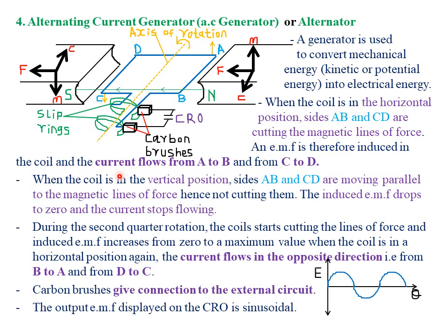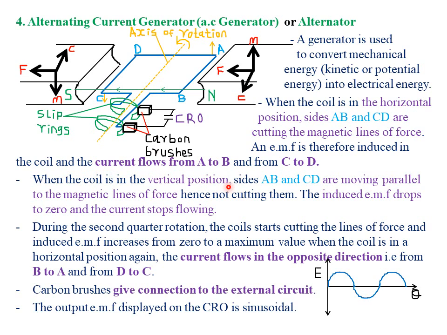Then when the coil is in the vertical position, that simply means that the side CD will be up, then the side AB will be downward. So when that happens, your coil, or the sides AB and DC, are parallel to the direction of motion of the magnetic field lines. Then we said that whenever the conductor is parallel to the magnetic field lines, that means the conductor is not cutting the magnetic field lines. Therefore, we don't expect any EMF to be induced.